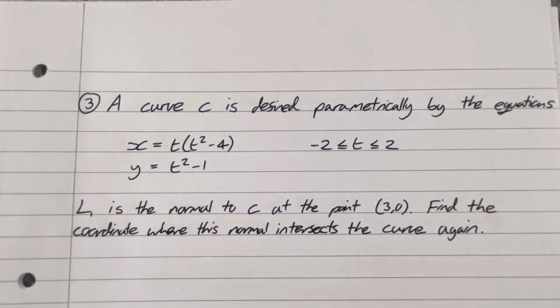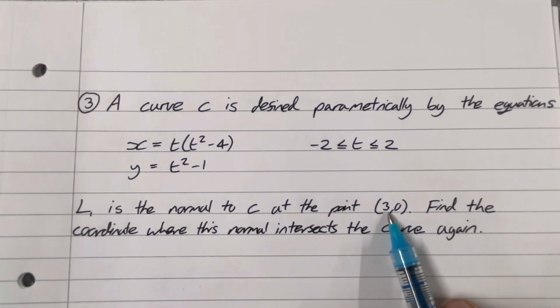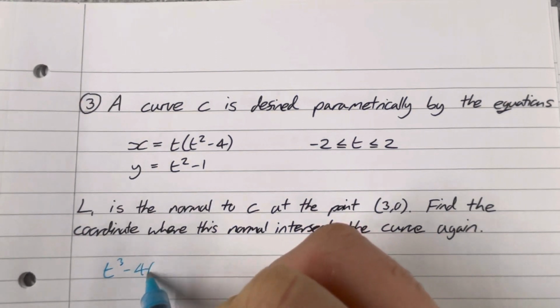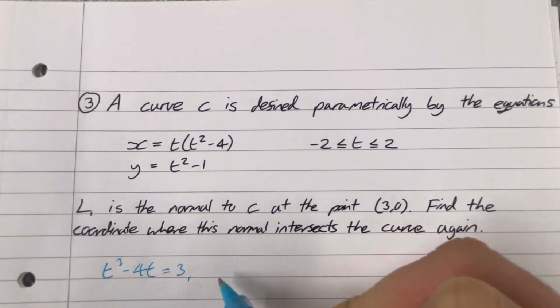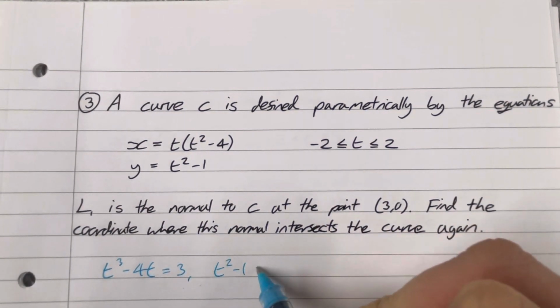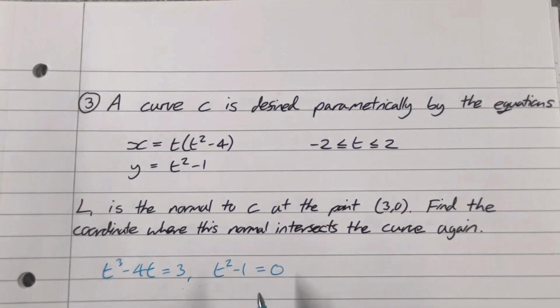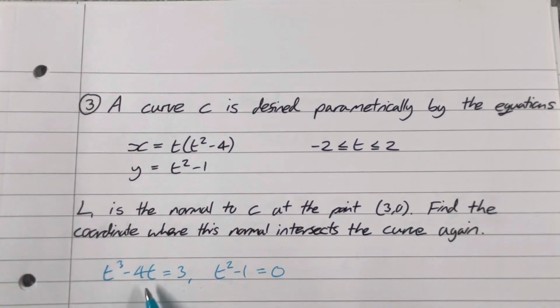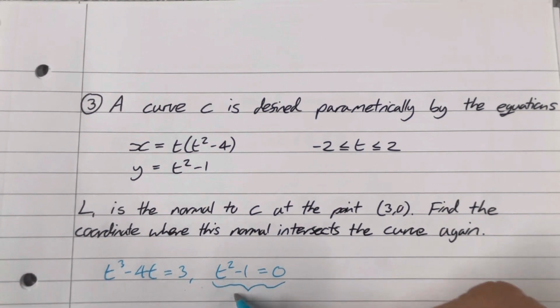So we know that at this point, x is 3 and y is 0, which means t cubed minus 4t must equal 3, and t squared minus 1 must equal 0. Both of these have to be true at the point (3, 0). So this was easier to solve. This is a cubic with a constant, whereas this is just a quadratic with no linear terms. So the solutions to this are t is plus or minus 1, and check both of those.